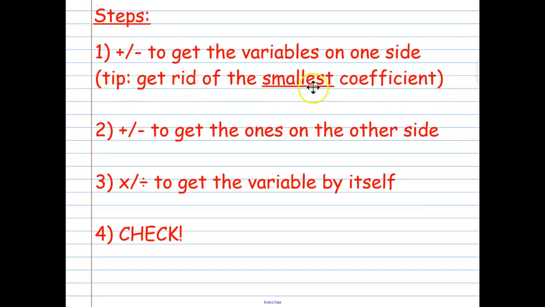And again, you're going to want to use that tip. If you don't use this, you're not going to get it wrong, but this just takes one step away for you, and I'm just trying to make your life easier. So get rid of the smallest coefficient first, and then it's just normal two-step equation business.